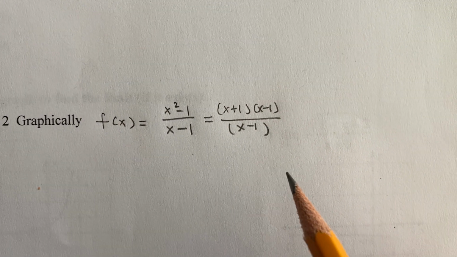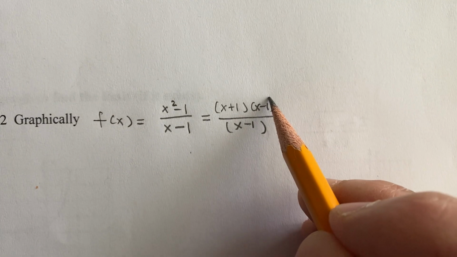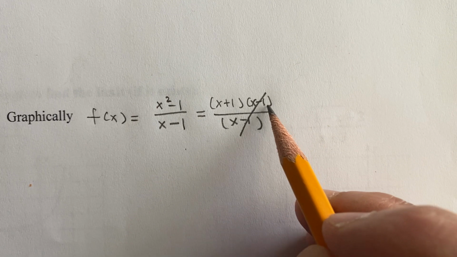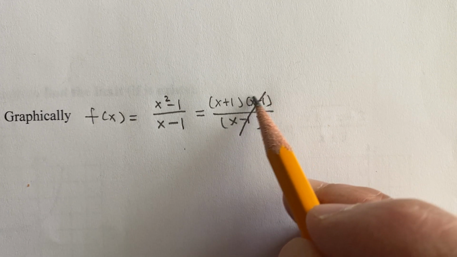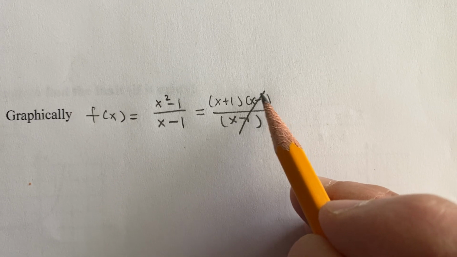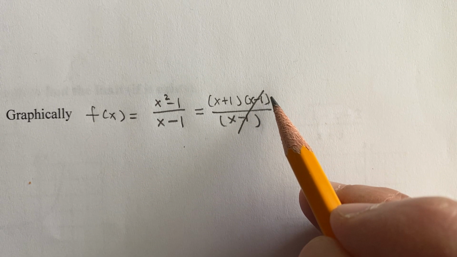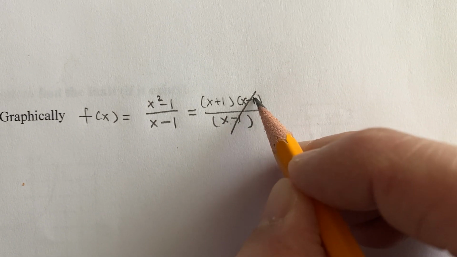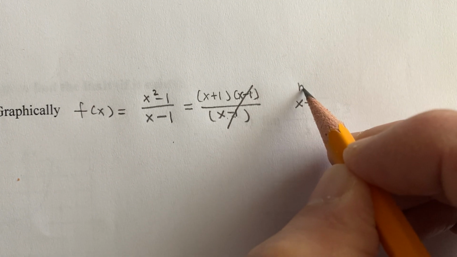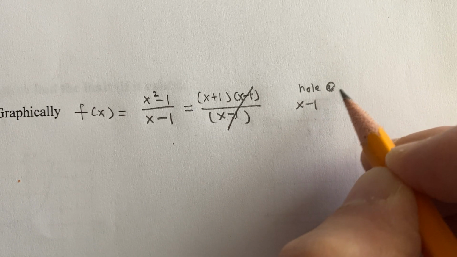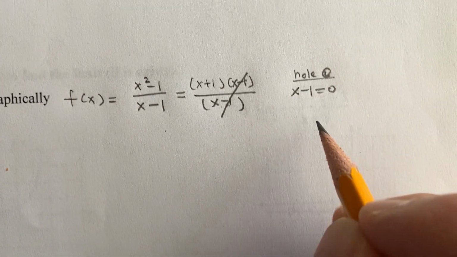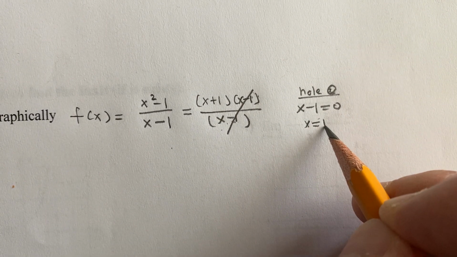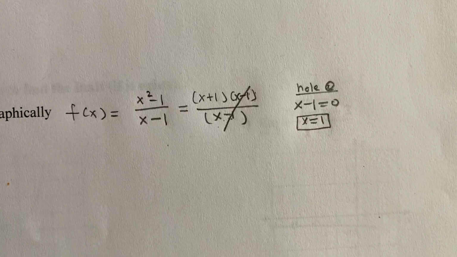Now, what does simplifying do? Reviewing your rational function skills: if you're able to cancel something, which I am right here, that means there's going to be a hole at whatever factor I cancel. I set it equal to 0 and solve for x. I canceled the factor of x minus 1, and the x value of the hole is located at 1.